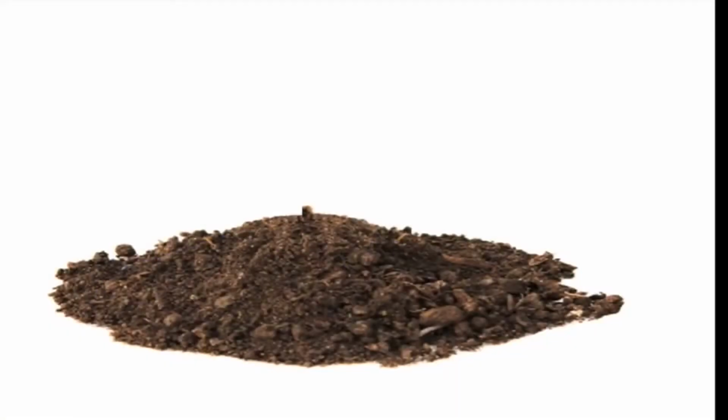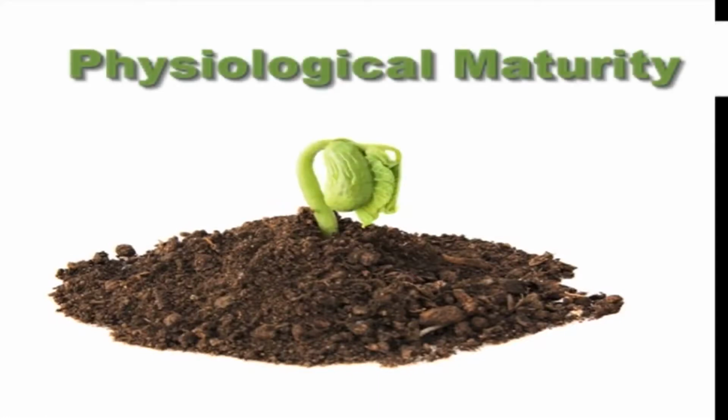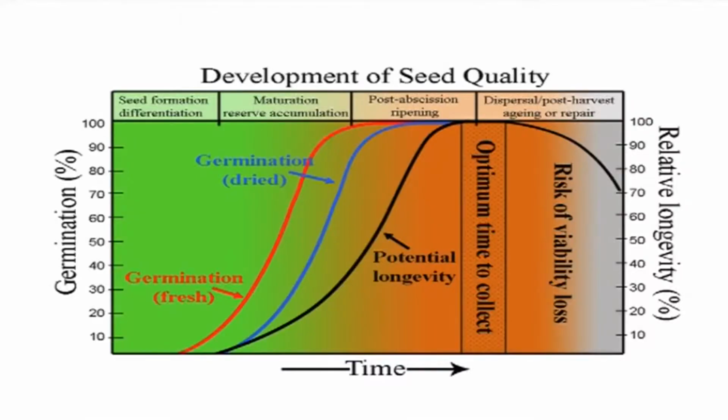At this juncture, the pod turns brown and falls off the mother plant. Sometimes the pod pericarp opens to release the seeds, a process known as shattering. Now, let us see the concept of physiological maturity of seeds. Physiological maturity is indicated by cessation of dry matter accumulation.